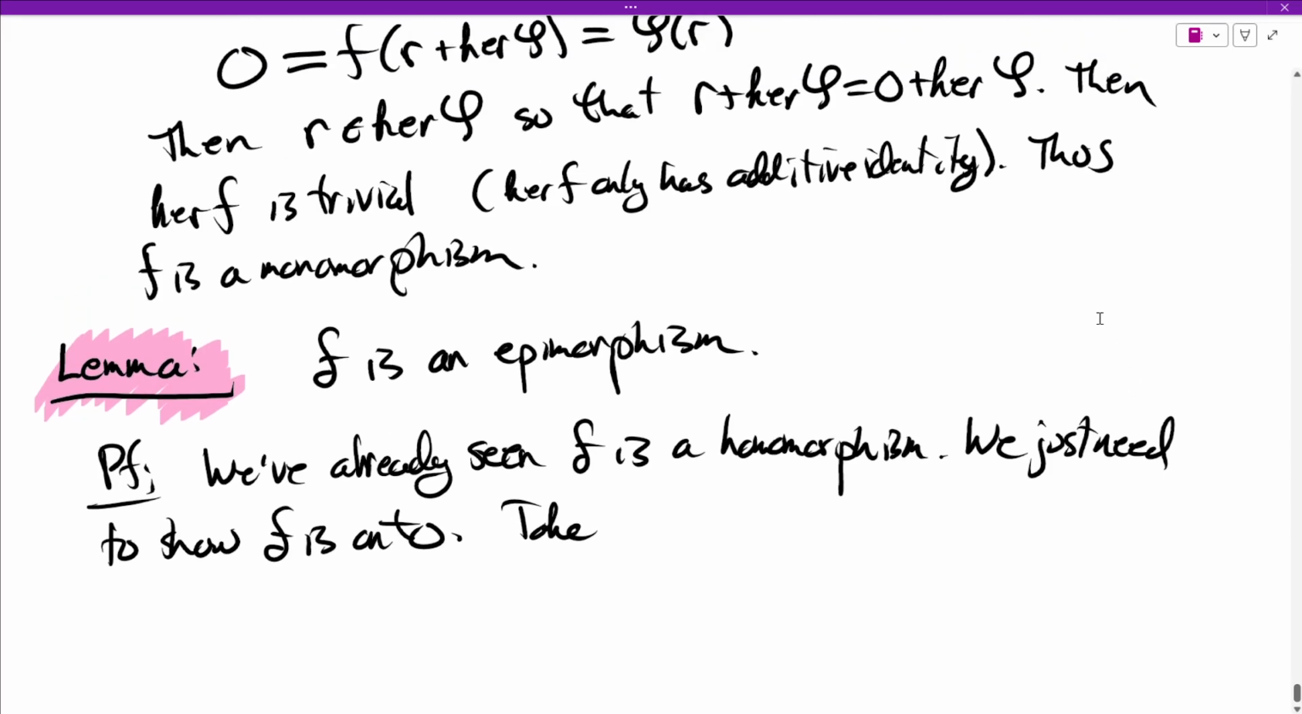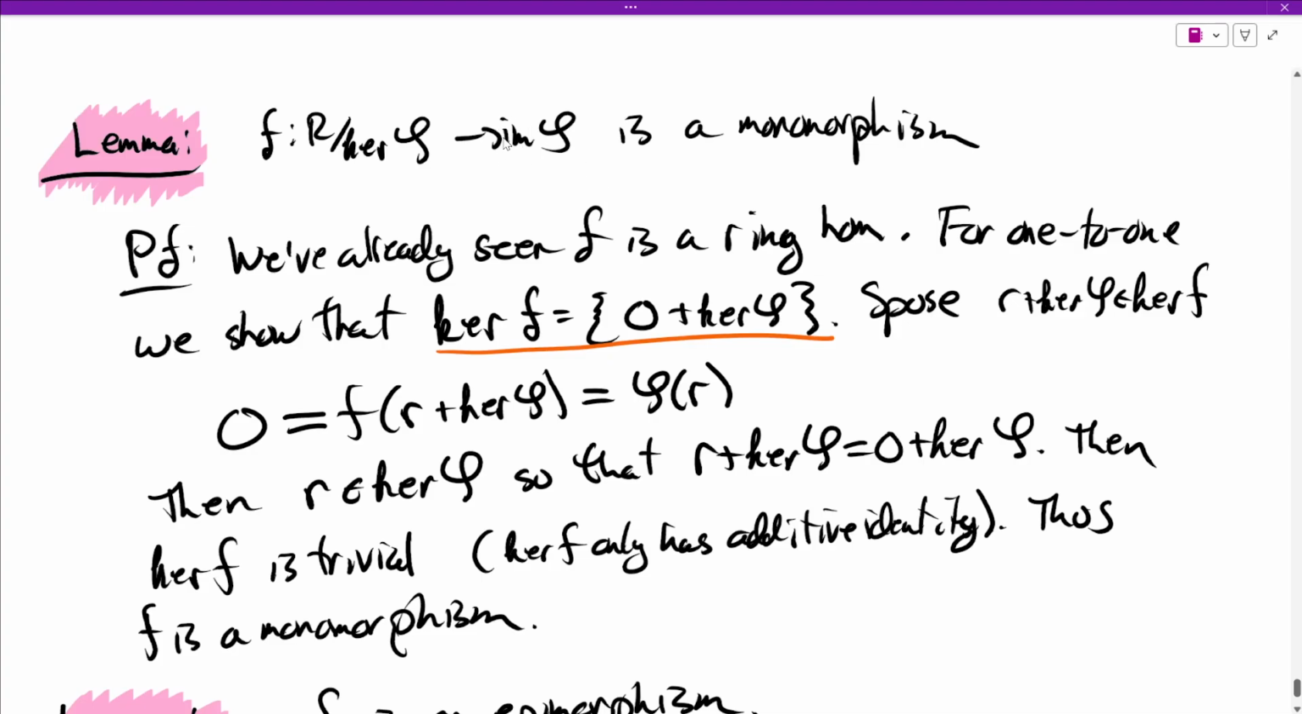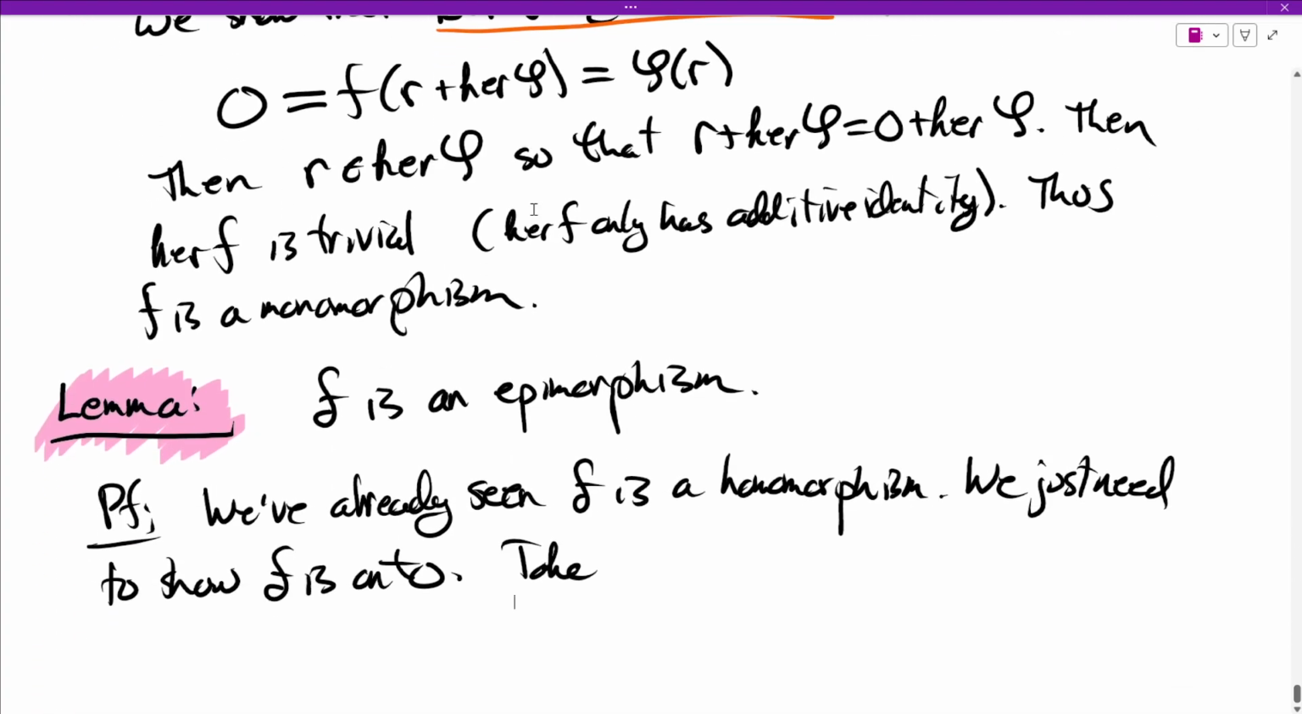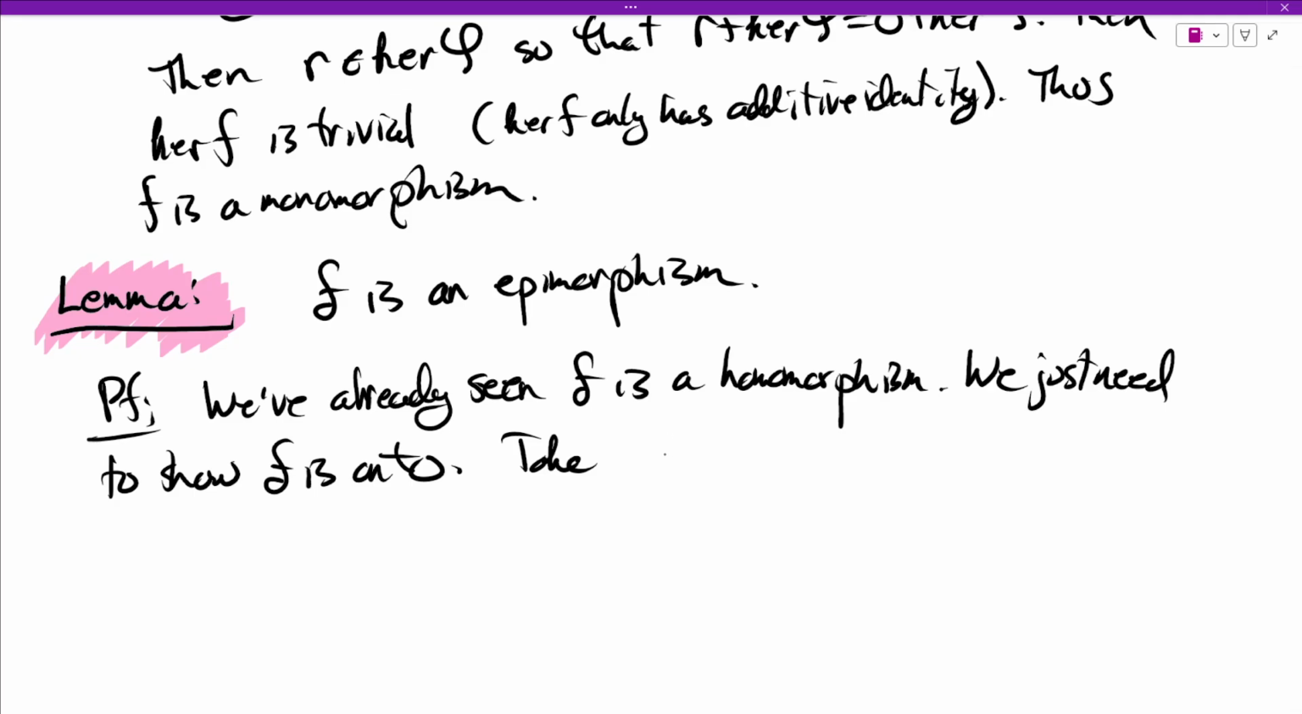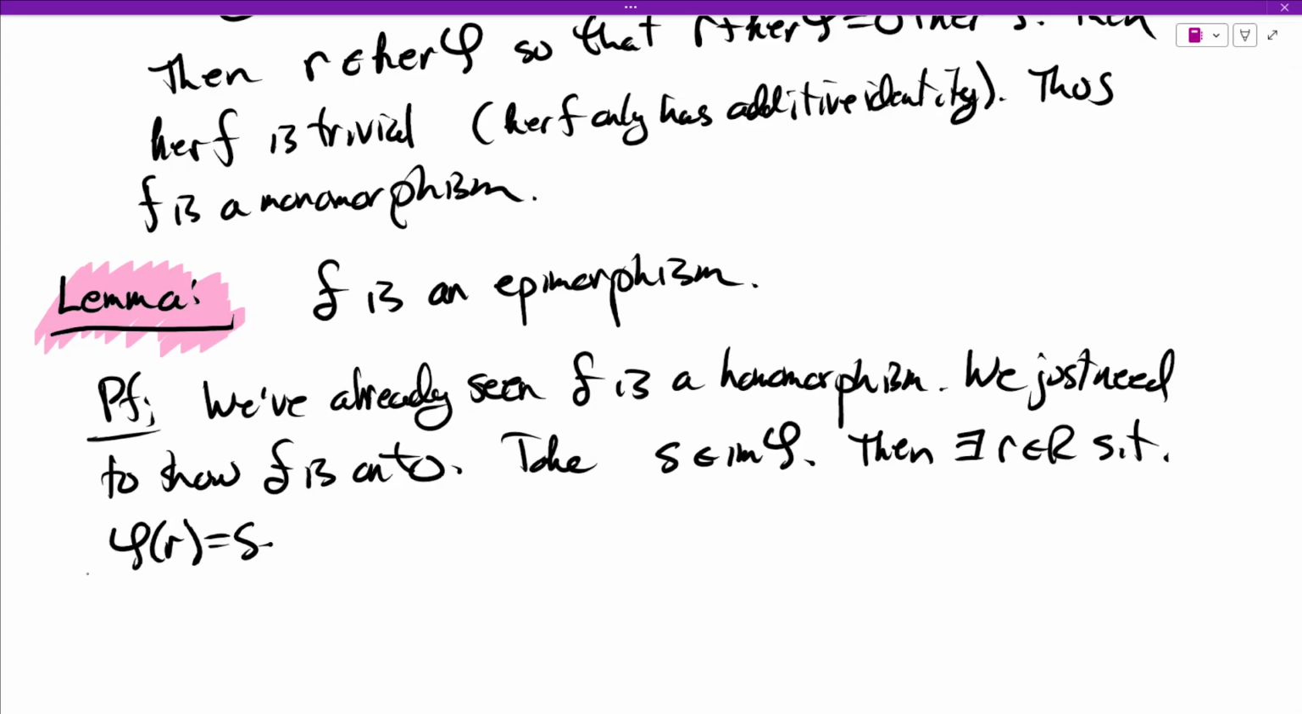Let me just scroll up for a second here. The codomain of f is the image of phi. So we're going to take some s in the image of phi. Then what does it mean that s is in the image of phi? Well, it means it's an output of phi. Image is just range. Phi goes from R to S. So there exists some r in R such that phi of r is s. That's just the definition of the range. So things that are actually outputs.